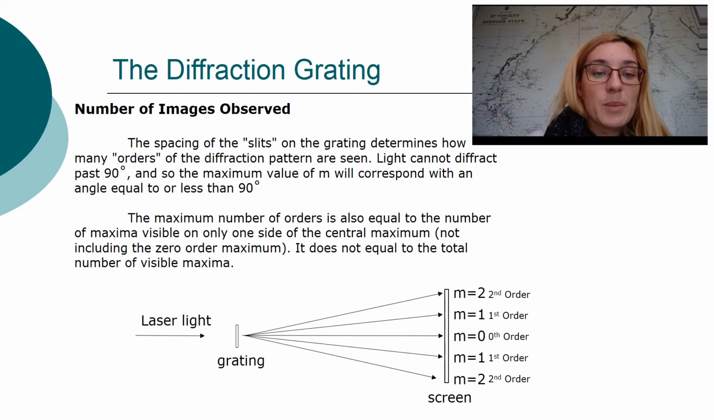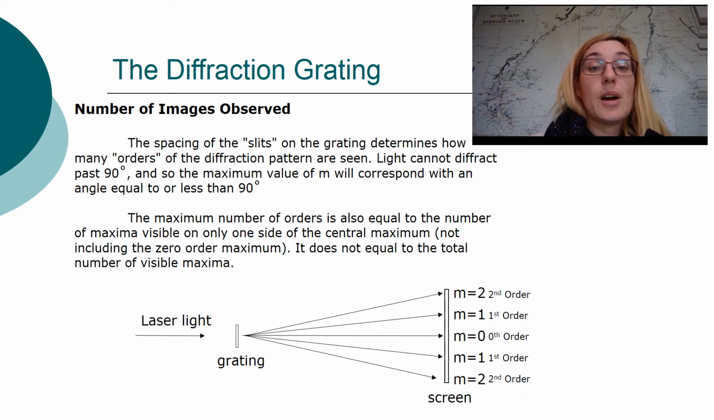Now, some of the things we have to remember is the spacing of the slits on the grating actually determines how many orders of the diffraction pattern are seen. It might be 2, it might be 4, it could be 7, and it really depends on the number of slits on our diffraction grating and what sort of light we're actually using. The reason for that is that light cannot diffract past 90 degrees. So the maximum value of m, or how many orders there are, will correspond with an angle that's either equal to or less than 90 degrees, because we can't actually see what happens past 90 degrees.